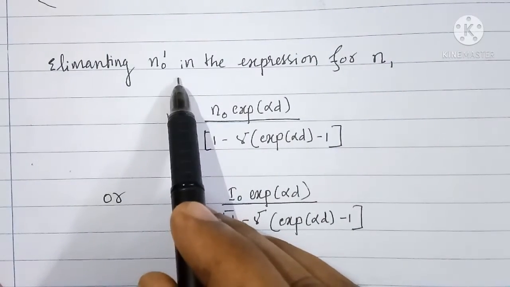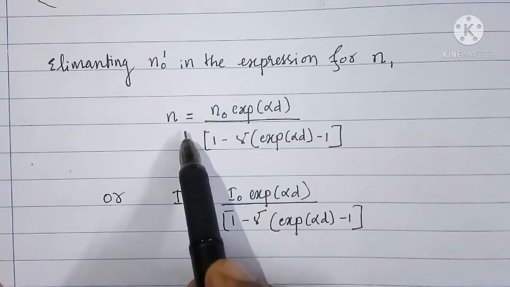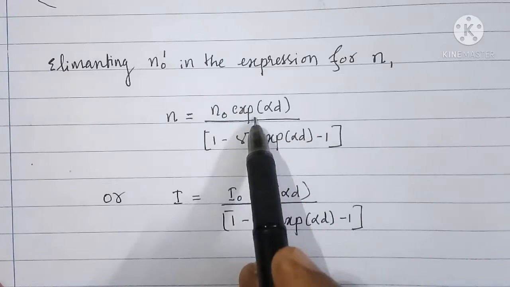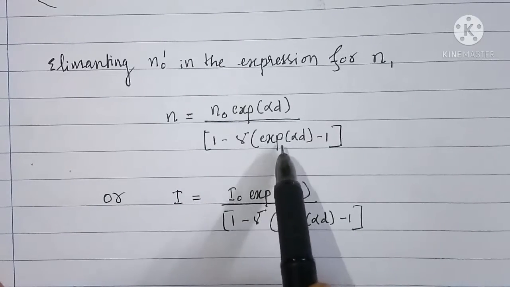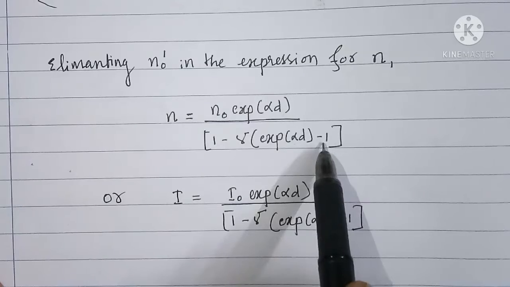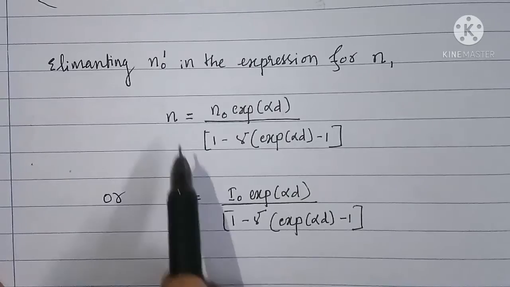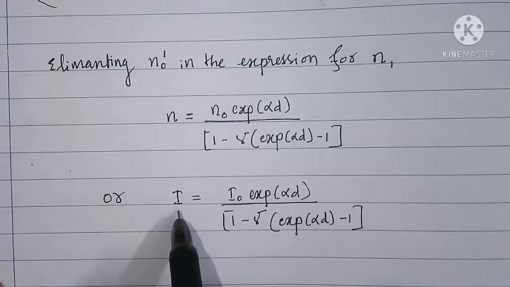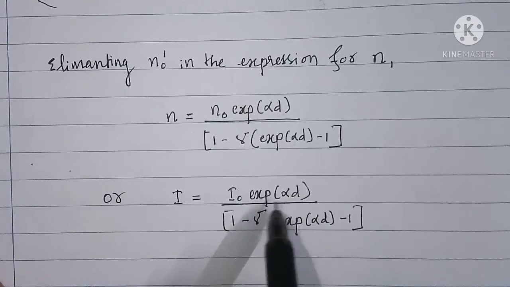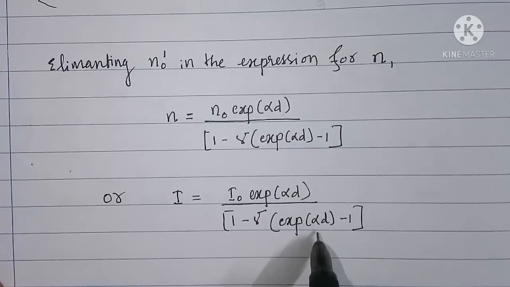Eliminating N0 dash in the expression for N that we have written above, N may be written as N0 into exponent of alpha d divided by 1 minus gamma into exponent of alpha d minus 1. Or simply, replacing N by I and N0 by I0, I equal to I0 into exponent of alpha d divided by 1 minus gamma into exponent of alpha d minus 1.